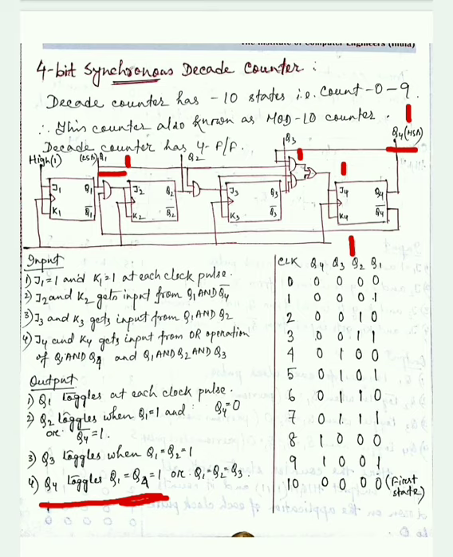Another condition is for our AND gate 2. Its input is Q3, Q2, Q1. So our next condition is either Q1 and Q4 are 1, or Q1, Q2, Q3 are equal to 1. Then only Q4 toggles. So these are the output conditions of the 4-bit decade counter.